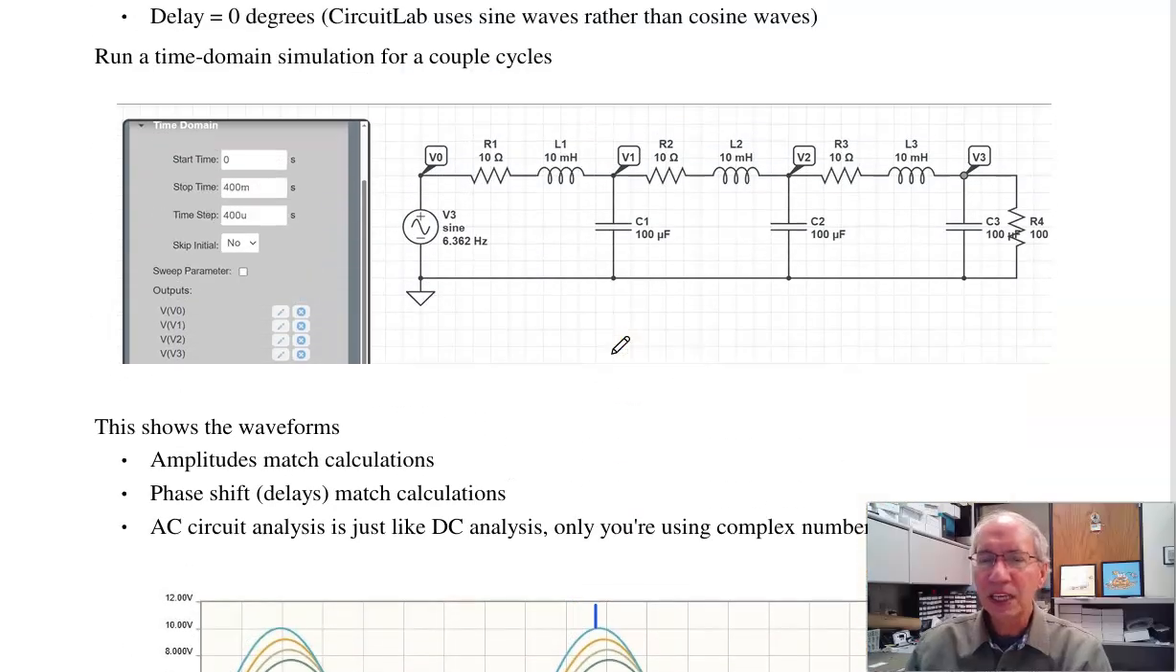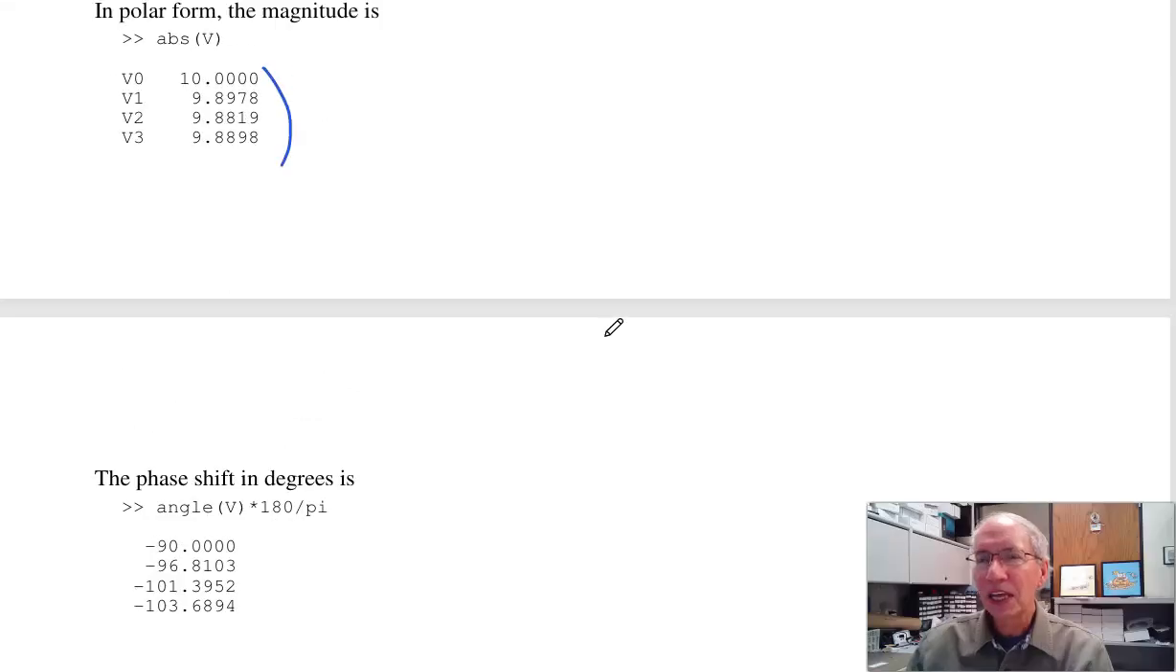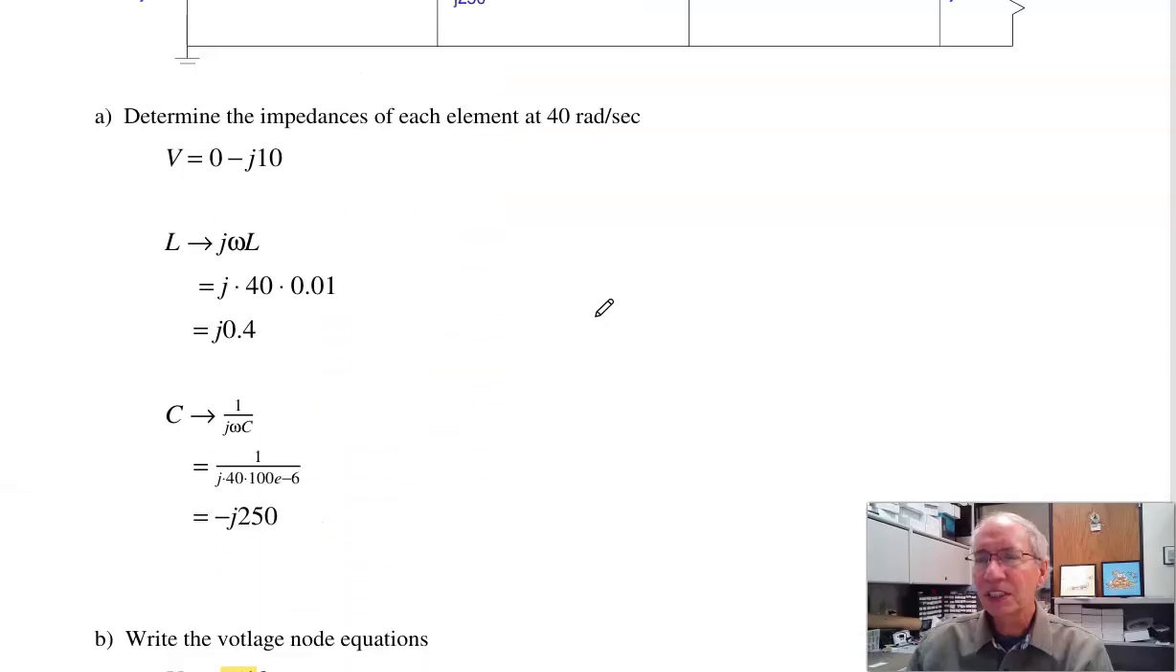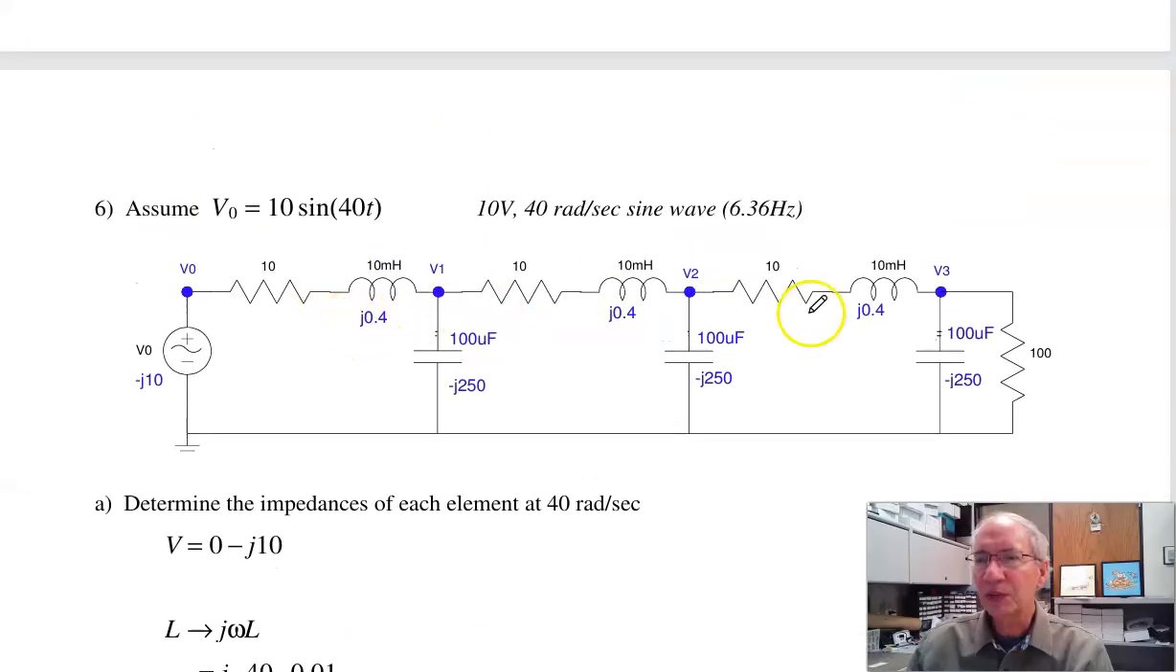So note that AC and DC are just the same. If you don't mind complex numbers, AC analysis and DC analysis are really the same. The only difference is that at DC, I only have real numbers. At AC, I have the inductors and capacitors. Those just kick in as impedances with a plus j term for inductors, minus j term for capacitors. But if you don't mind complex numbers, it's just an impedance. Do your voltage nodes, current loops, whatever you want, just like you did before, only now using complex numbers.